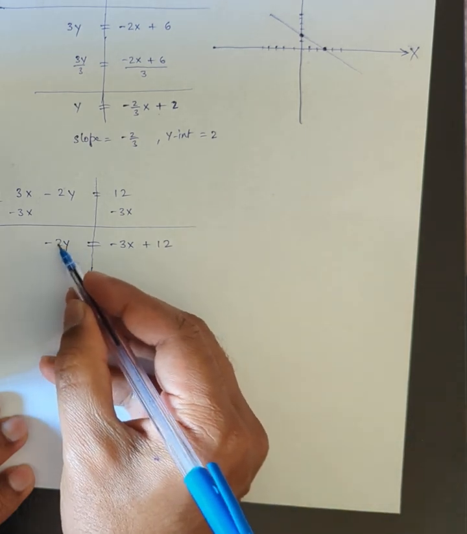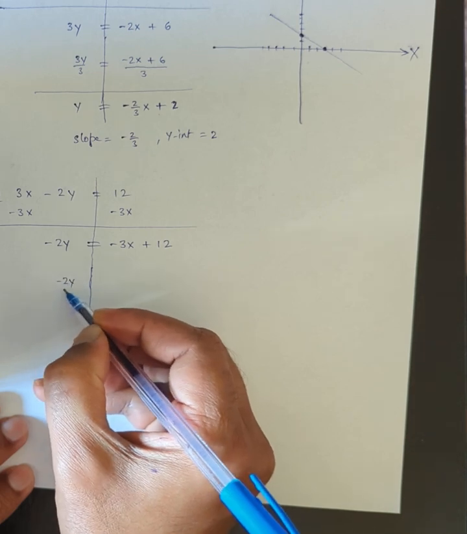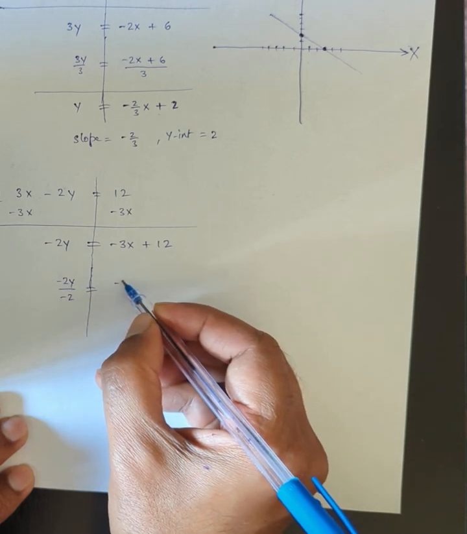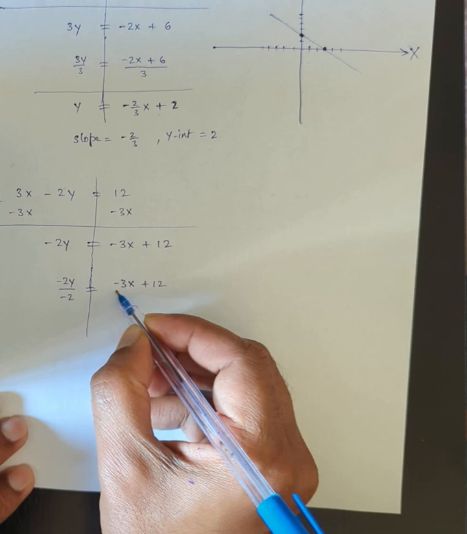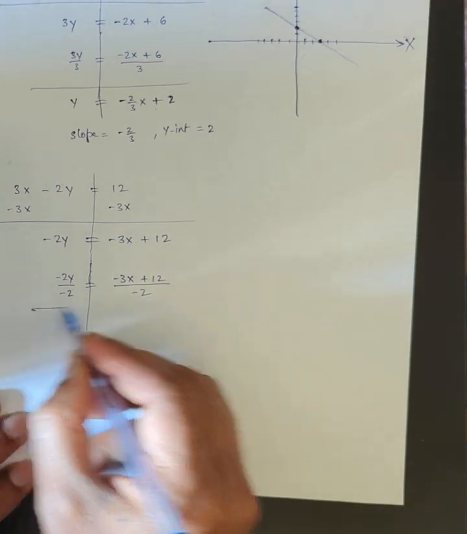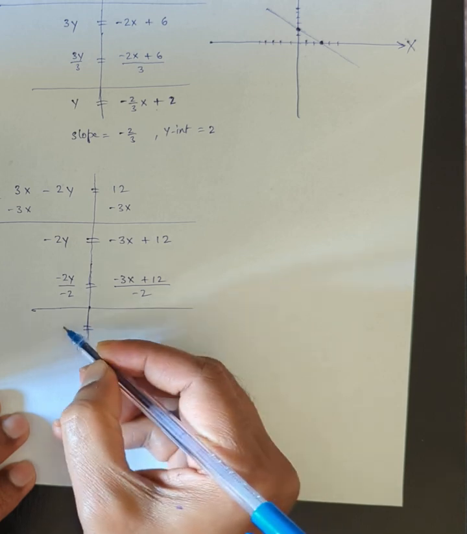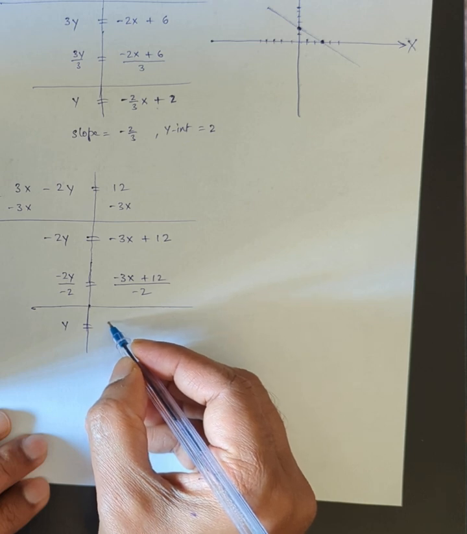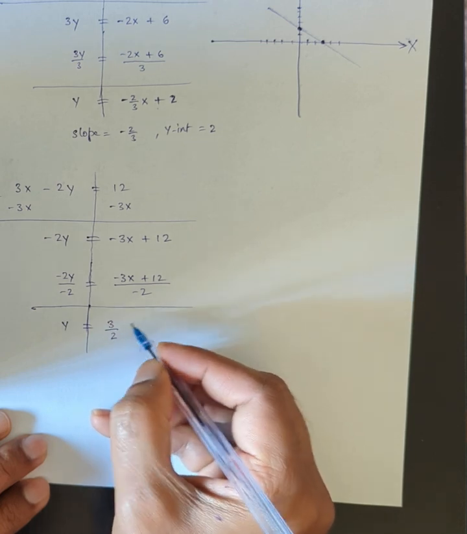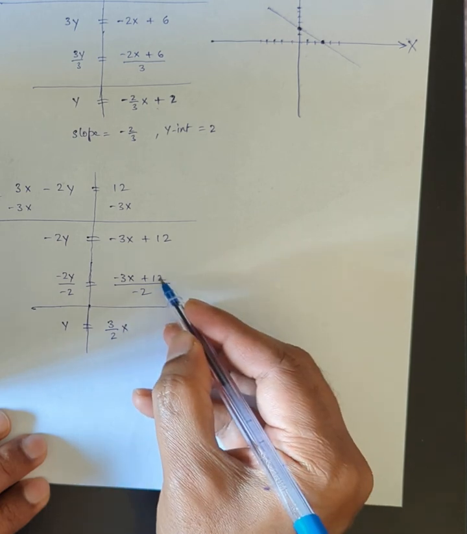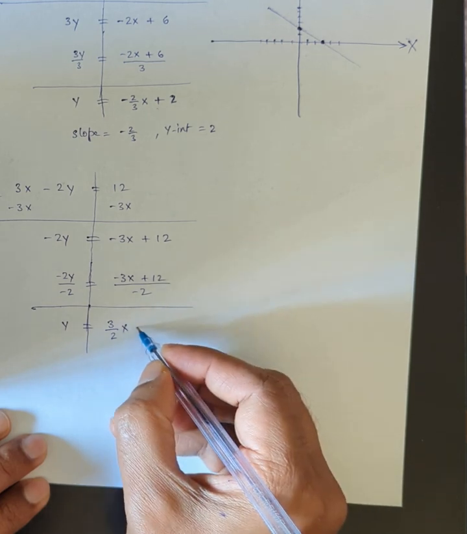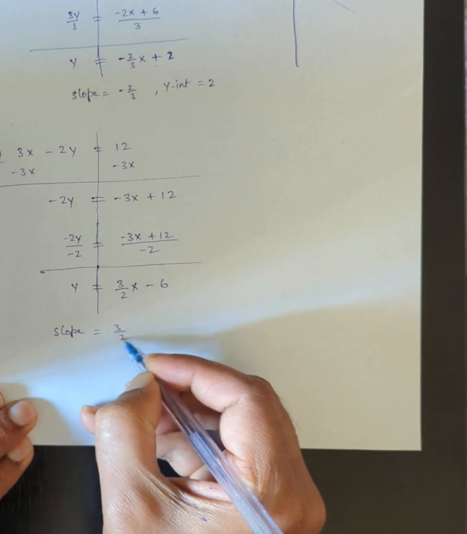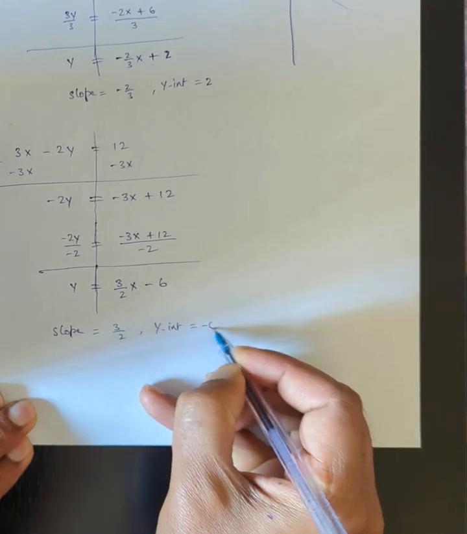Now to get rid of the negative 2, I will divide both sides by negative 2 because I need to have just y by itself. Negative 3x plus 12 divided by negative 2. So that would give me y by itself. And negative 3 over negative 2 is positive 3 over 2. Negative over negative is positive. And then positive 12 over negative 2 is negative 6. So now my slope is positive 3 over 2 and the y-intercept is negative 6.